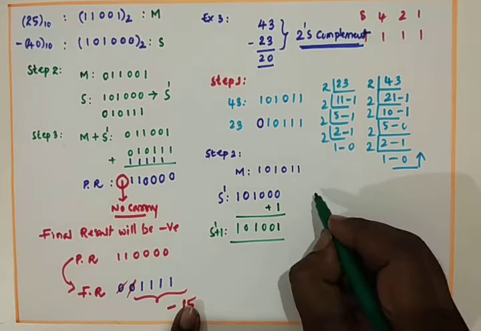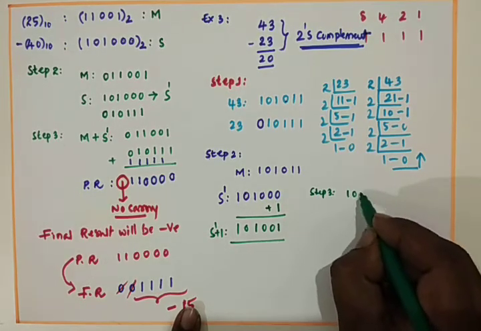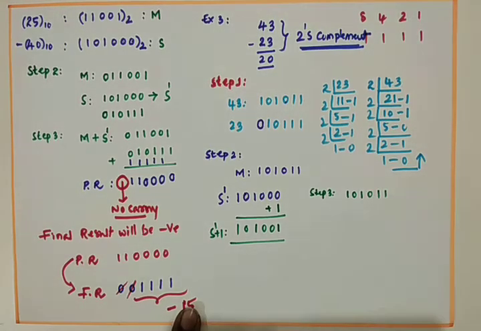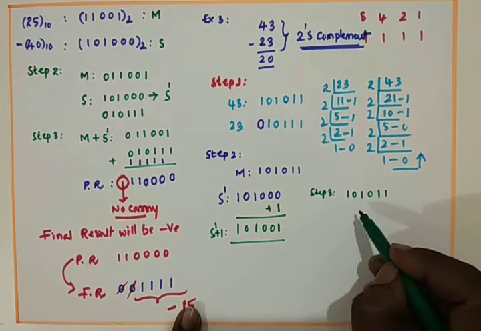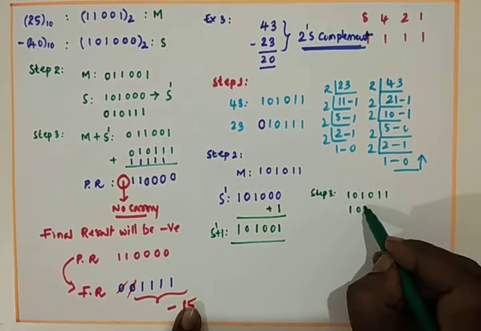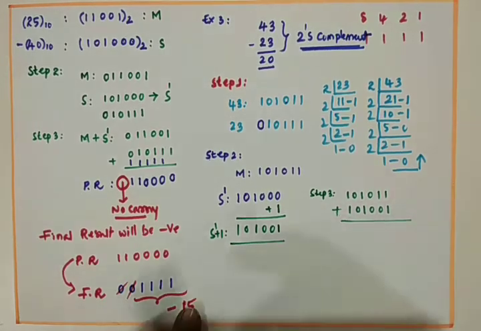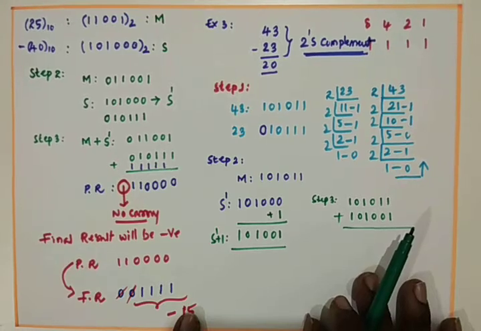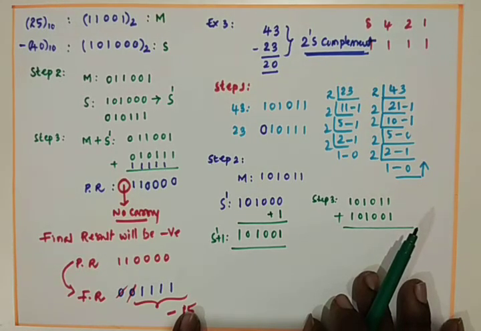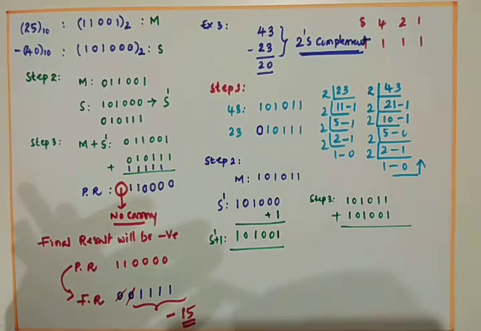Step 3 now. Minuend is 101011. Then the 2's complement of the subtrahend is 101001. Then add. Now subtraction is converted into addition. That means by making use of the complements, we can perform the subtraction in the form of addition. Then perform the addition now.